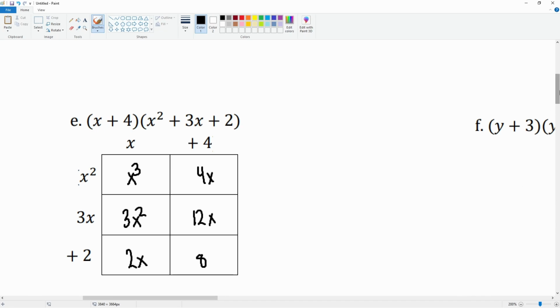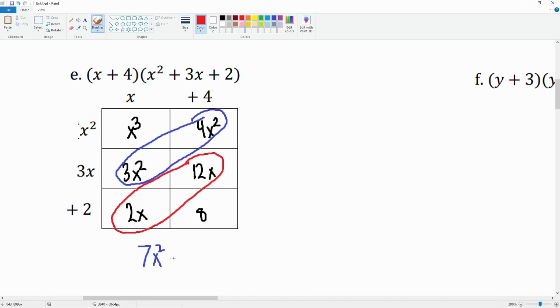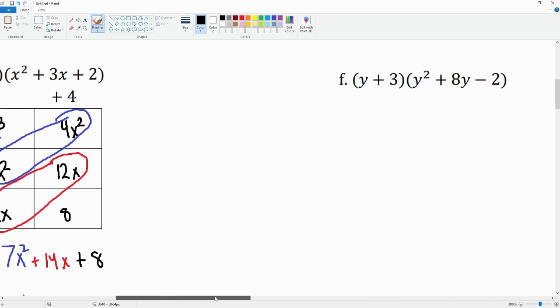All right, so let's see if there are any like terms here. Yes, there are. Oops, sorry, I messed up here. 4 times x squared is 4x squared. These are like terms. 3x squared and 4x squared becomes 7x squared. And then these should also be like terms. The diagonals will always get us the like terms. 2x and 12x becomes 14x. Bring everything else down: x cubed, and then an 8. So the final answer is x cubed plus 7x squared plus 14x plus 8.